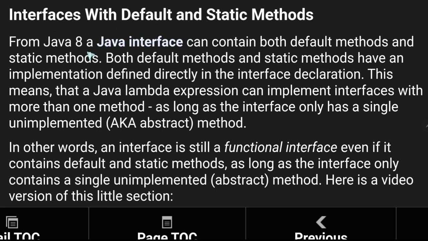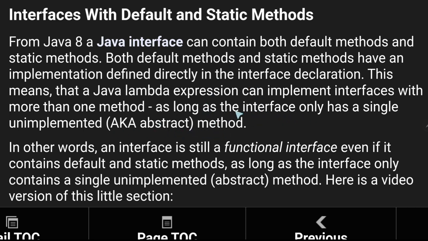Interfaces with default and static methods. From Java 8, a Java interface can contain both default methods and static methods. Both have an implementation defined directly in the interface declaration. So from Java 8 we can define some implementation in the interface itself. This means that a Java lambda expression can implement interfaces with more than one method, as long as the interface only has a single unimplemented method.